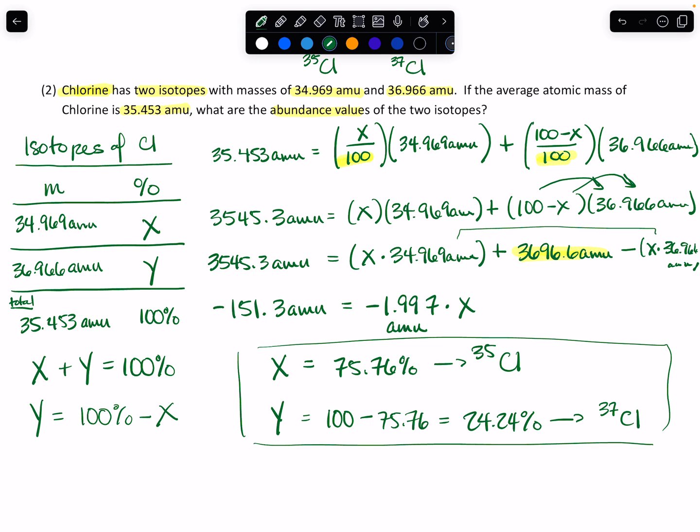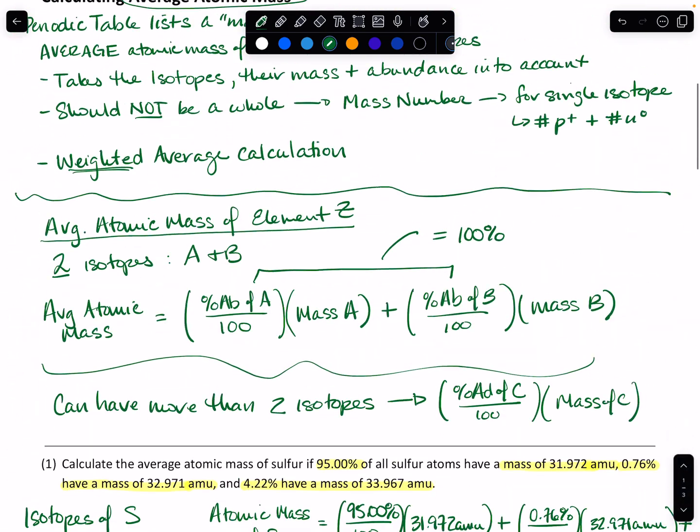But you can see it's a good problem. It's a good use of our algebra skills and our ability to problem solve. So again, if you're trying to determine the average atomic mass of an element, you will need to know the isotopes, each isotope's abundance and mass, and then you can use the weighted average calculation to determine what that average atomic mass should be.